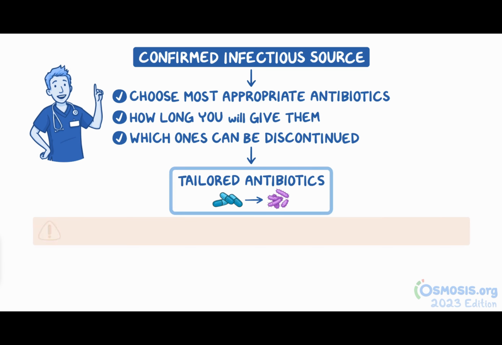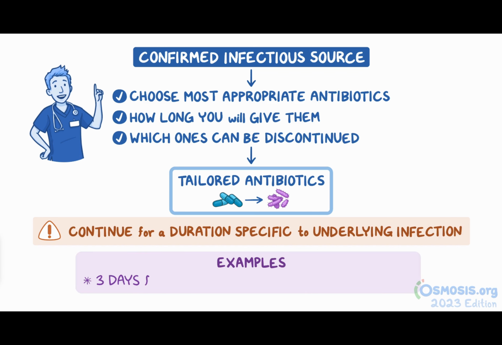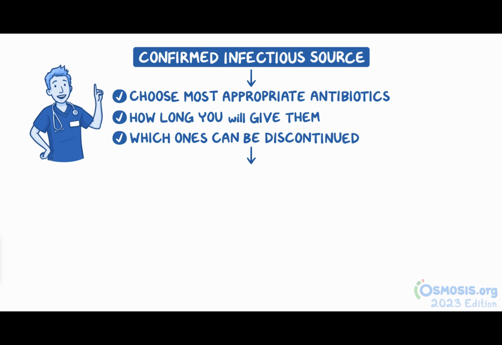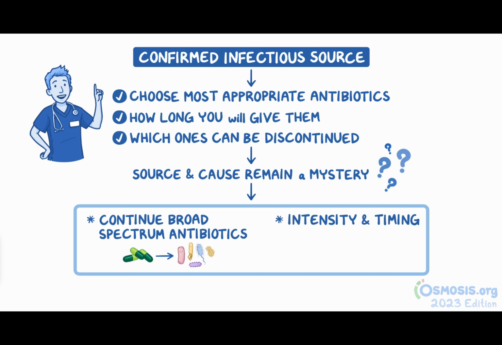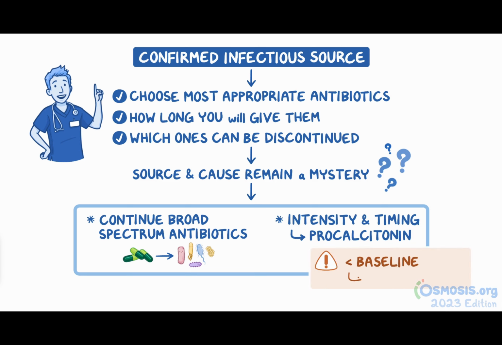Tailored antibiotics are continued for a duration specific to the underlying infection, like 3 days for uncomplicated UTI or 7 days for a hospital-acquired pneumonia. On the other hand, if the source and cause of infection remain a mystery, you will continue the broad-spectrum antibiotics started early on. In this event, decisions about the intensity and timing of antibiotics can be made by following procalcitonin levels. A procalcitonin level that falls from baseline indicates a resolving infection.